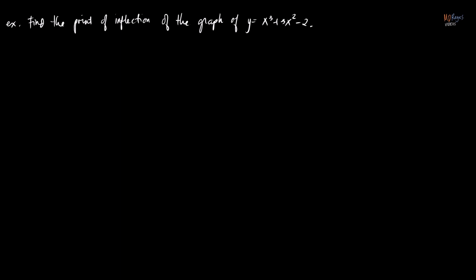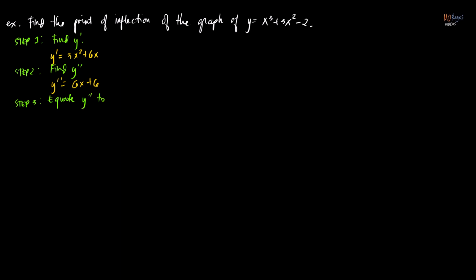The first step is to find the first derivative of the function. We already had that a while ago, so y prime is equal to 3x squared plus 6x. Now we need to find the second derivative right away. For step 2, find y double prime. So y double prime is equal to 6x plus 6. And then step 3 would be equating the second derivative to 0. So equate y double prime to 0.